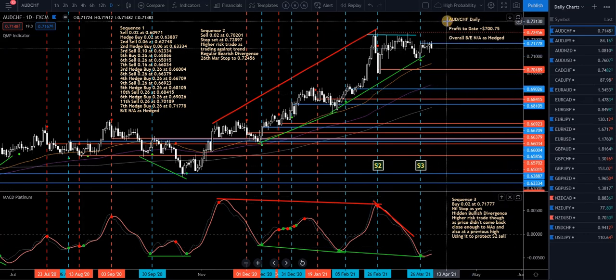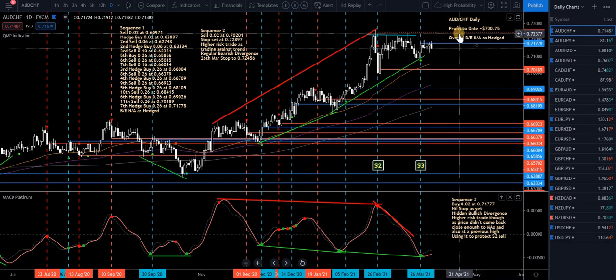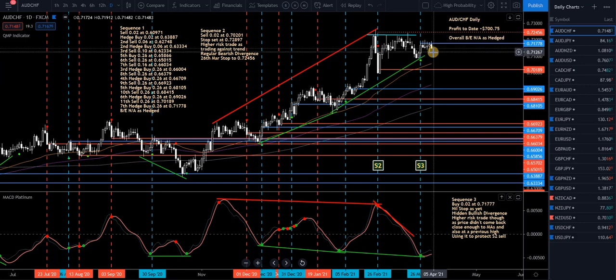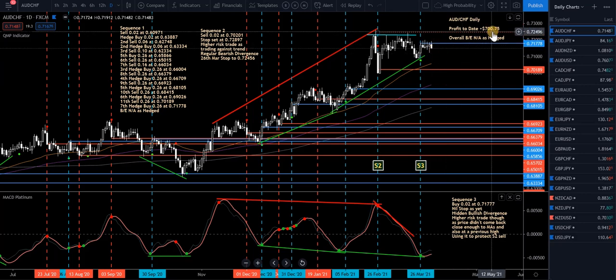Normally somewhere on the chart I'll have the pair name and the profit to date. Profit to date is on the pair since I started trading this pair, and it's generally based on a 0.02 lot size, which is 20 cents a pip. So $700 divided by 20 cents will give you roughly how many pips I've made on this pair. Overall break even, not applicable as hedged.